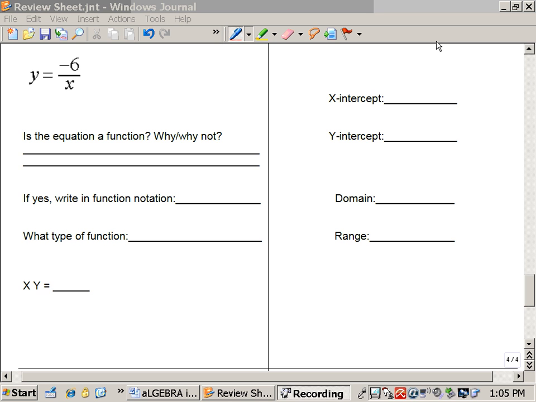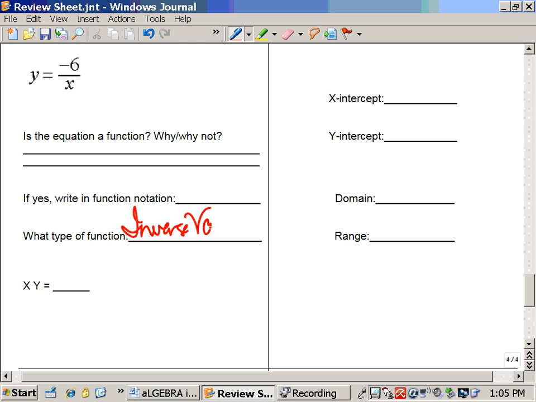We're doing, what's this called? Inverse variation. So I think I'm just going to write right here because I know this one already. I think this is the easiest one, unless you don't know what it is at all, then it's the most difficult.